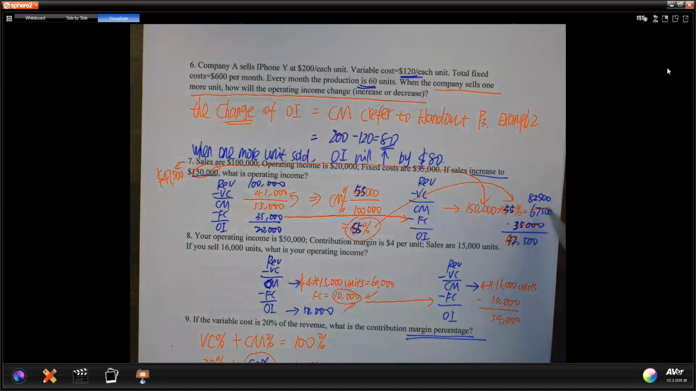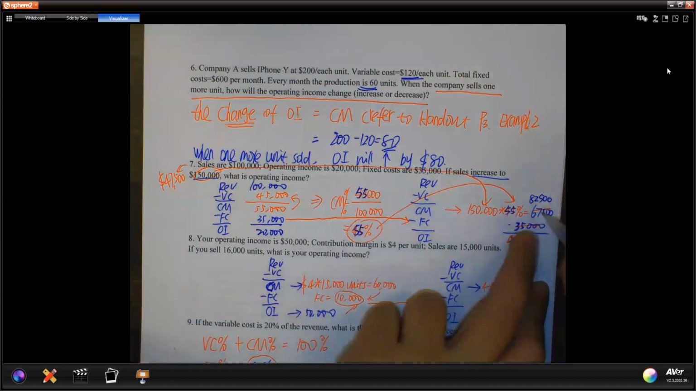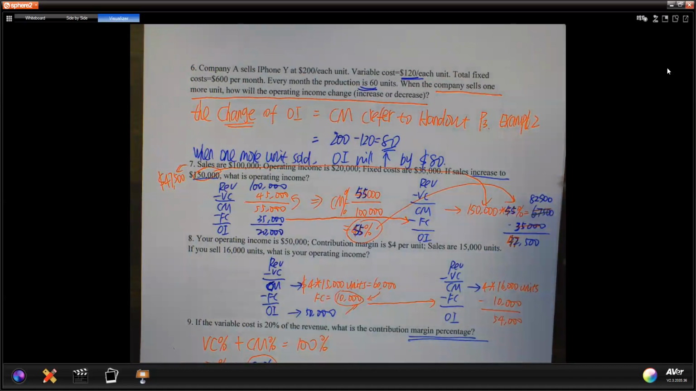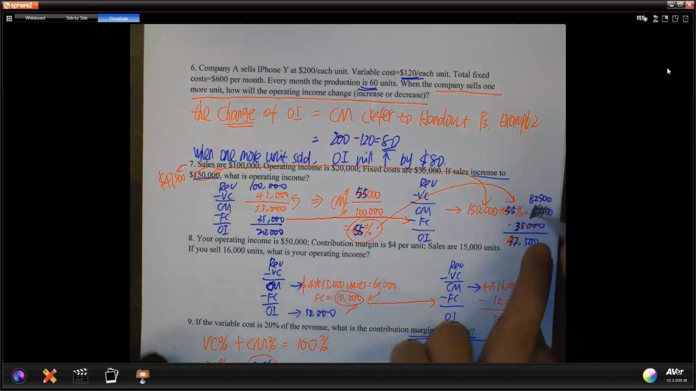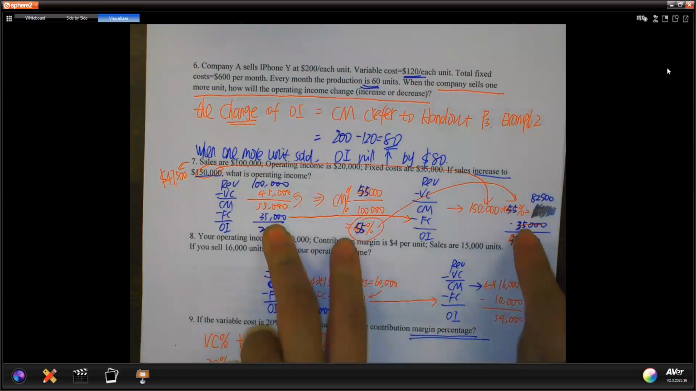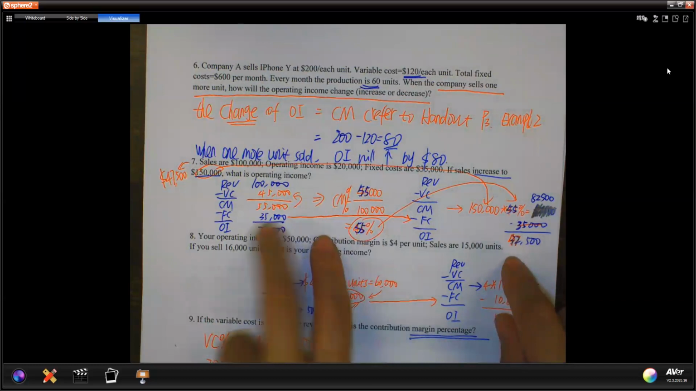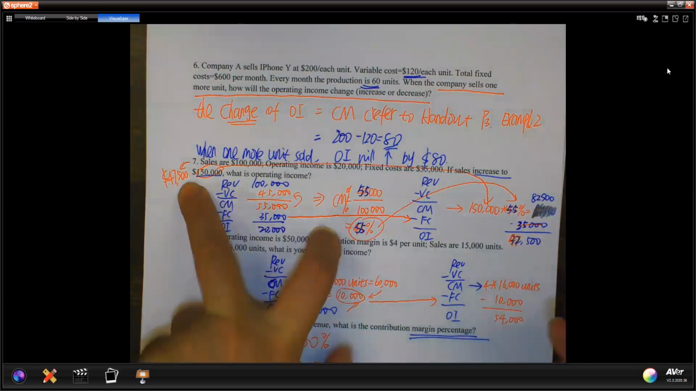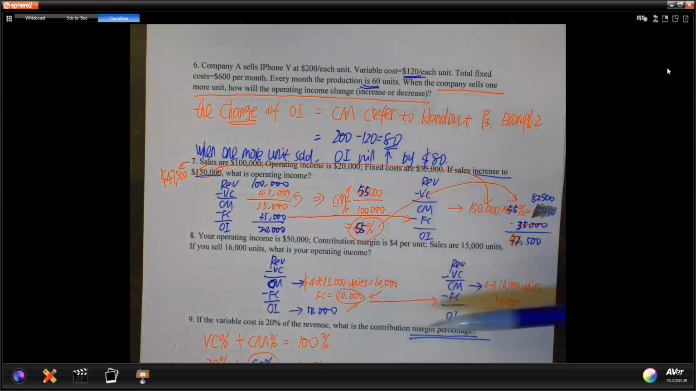So your new contribution margin is 82,500. And then your fixed cost, we said your fixed cost is always the same. That gives you your new operating income, this one. So this is in the handout. Make sure you go back to the handout.